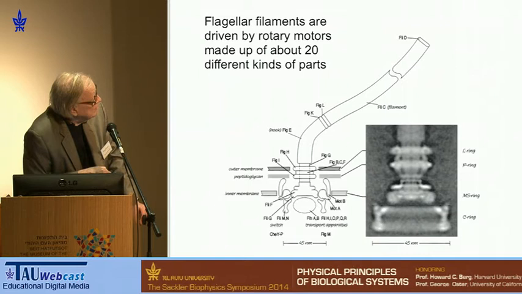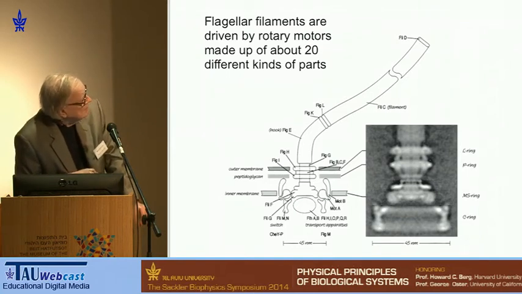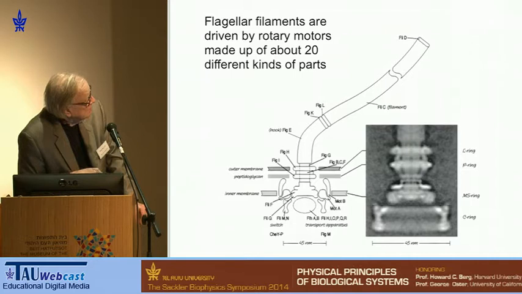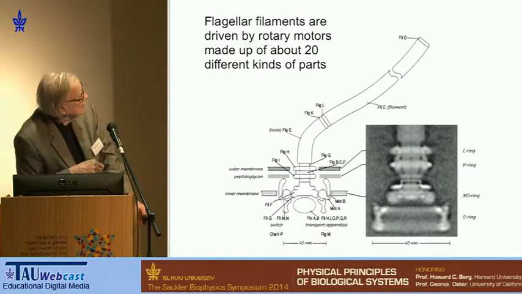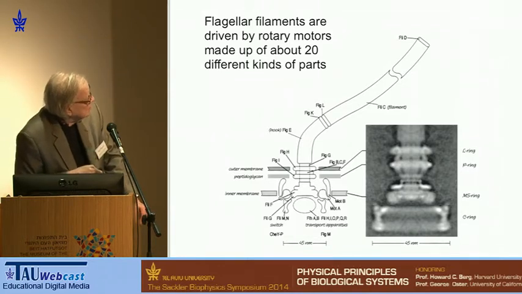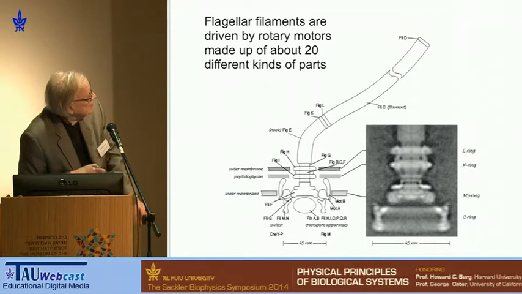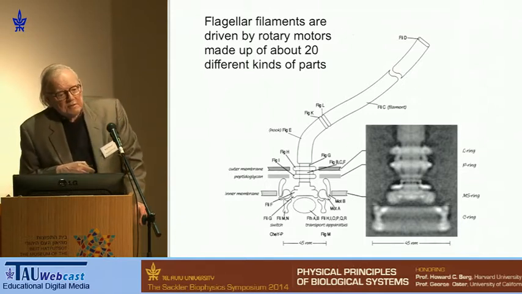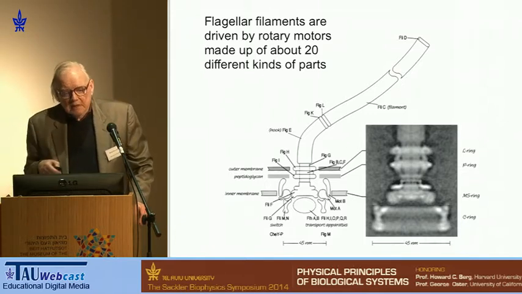And then you have a P ring and an L ring. P ring for peptidoglycan, because it sits in the peptidoglycan layer, and L ring for lipopolysaccharide, which is what the outer membrane is made of. And we think this is a bushing that gets the drive shaft out through the outer layers of the cell wall. And then this hook structure, called the universal hook or proximal hook, is actually a universal joint. It's a little flexible coupling.